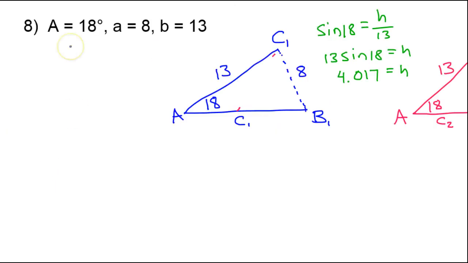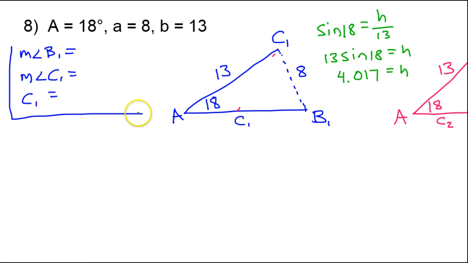Alright, let's go ahead and make our solution box. We are going to need to find the measure of angle B1. We will need to find the measure of angle C1. And we will need to find the length of side C1 to solve this triangle. Alright, our solution box is now ready. Let's go after angle B1.